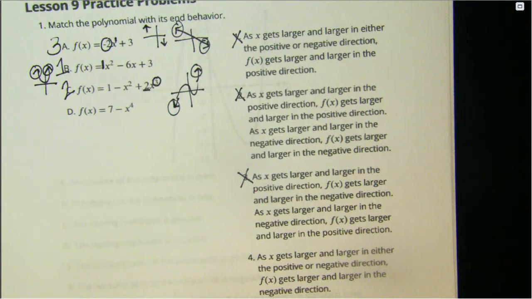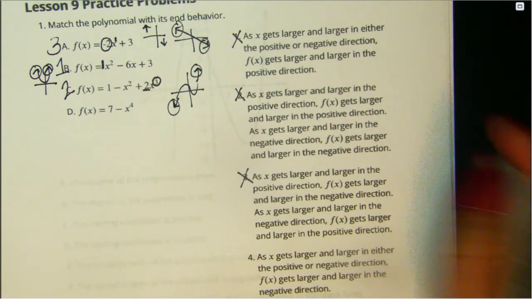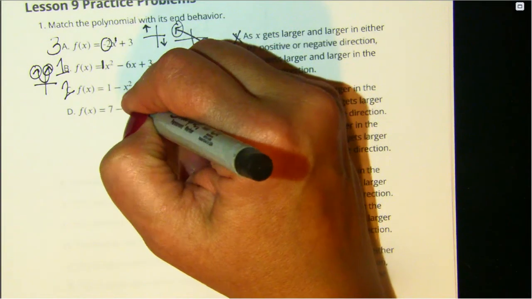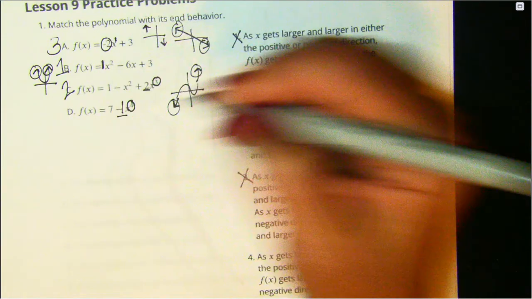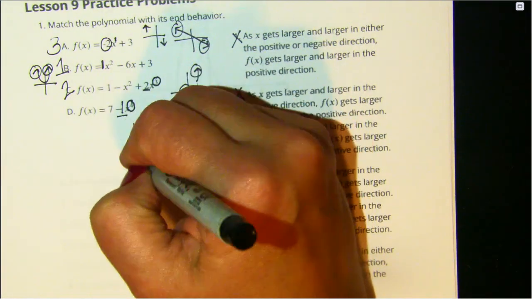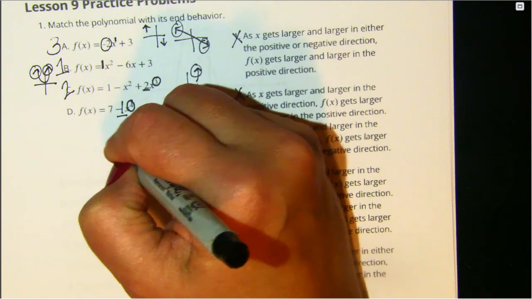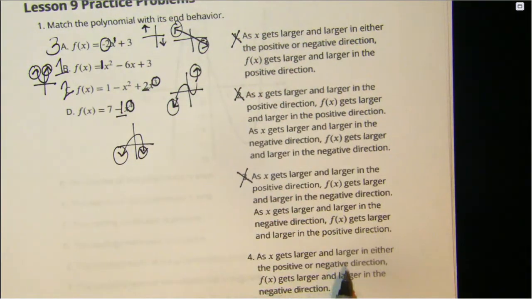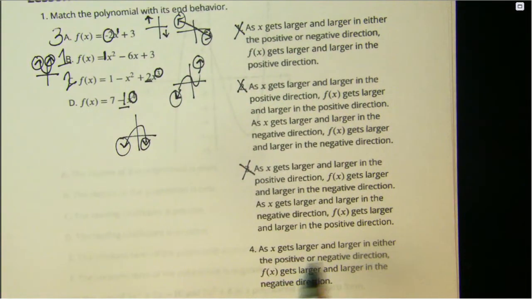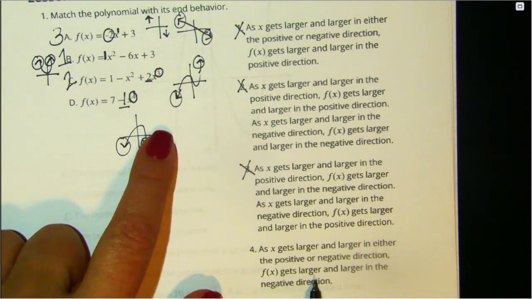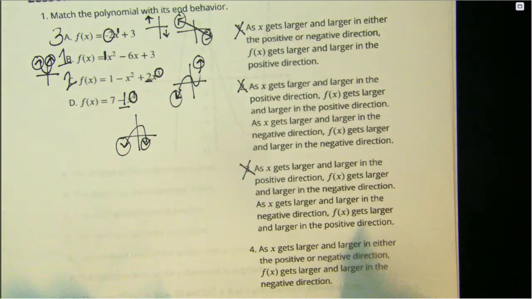And then we would just want to make sure, especially if it's a test, that we didn't mess up somewhere. So this is an even with a negative leading coefficient. So that means both the ends are going down. So if I get larger in either the positive or negative direction, my graph is getting larger in the negative. So yes, we did it right.